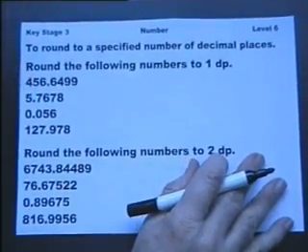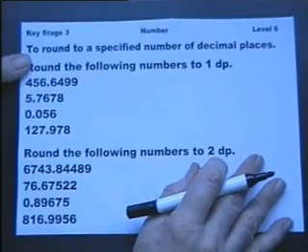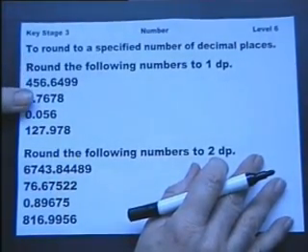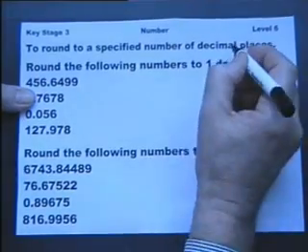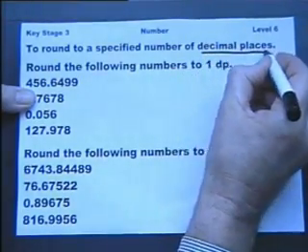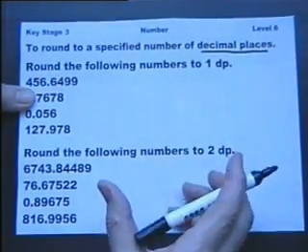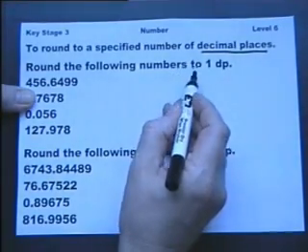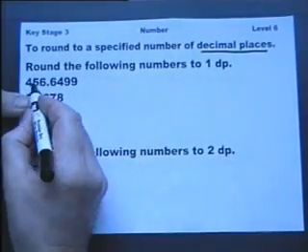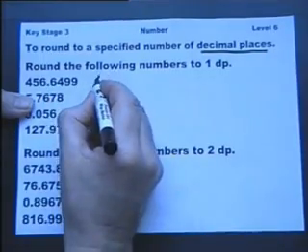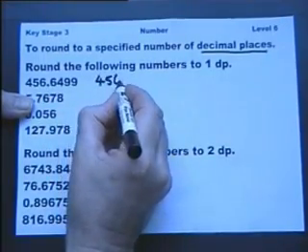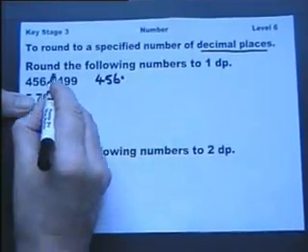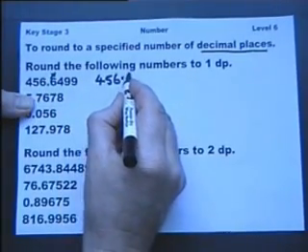Approximations. When we get an answer on a calculator, we sometimes have to approximate the answer to make it look more sensible. And one way is to do decimal places, or DP for short. So if we're going to round these numbers to one decimal place, we write down anything that's in front of the dot, anything in front of the decimal place, and then count the one decimal place.